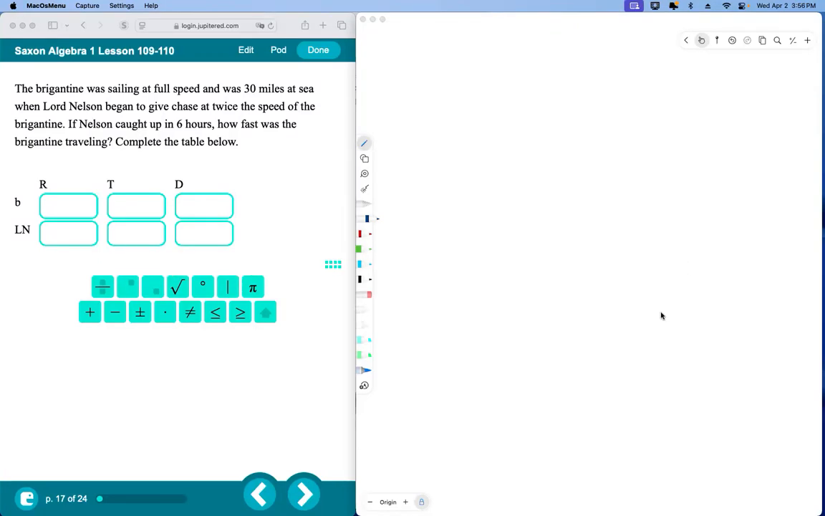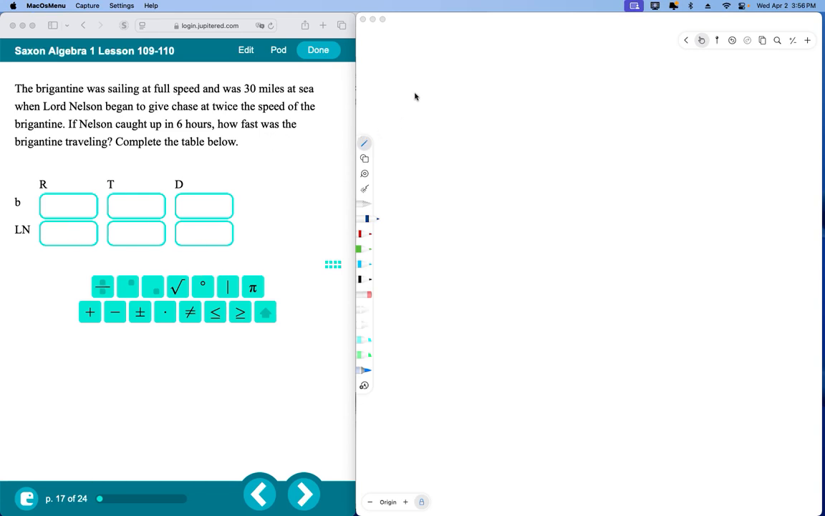All right, so let's look at lesson 110. So here are the ones that you were struggling with. The brigantine was sailing at full speed and was 30 miles at sea when Lord Nelson began to give chase at twice the speed of the brigantine. If Nelson caught up in 6 hours, how fast was the brigantine traveling?